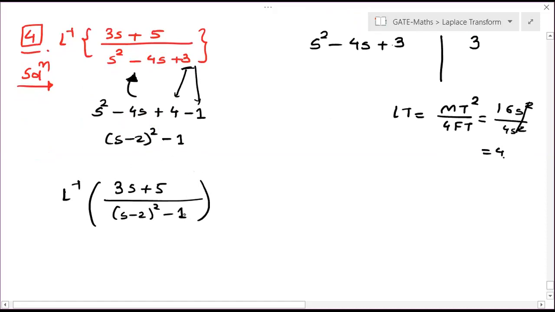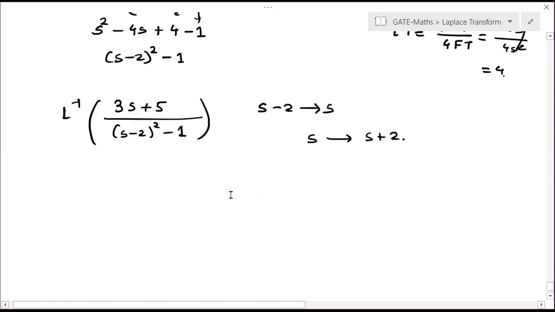Do we have any formula? Yes, more or less we can do one thing. Here we can convert this s minus 2 into s, or not? If we convert this s minus 2 into s, then the s should be converted to s plus 2, isn't it? So if I have to convert s into s plus 2, I have to use the first shifting rule. First I have to multiply this with e to the power 3t, and now in the Laplace inverse, this s minus 2 can be converted to s, so instead of s, I will write s plus 2.